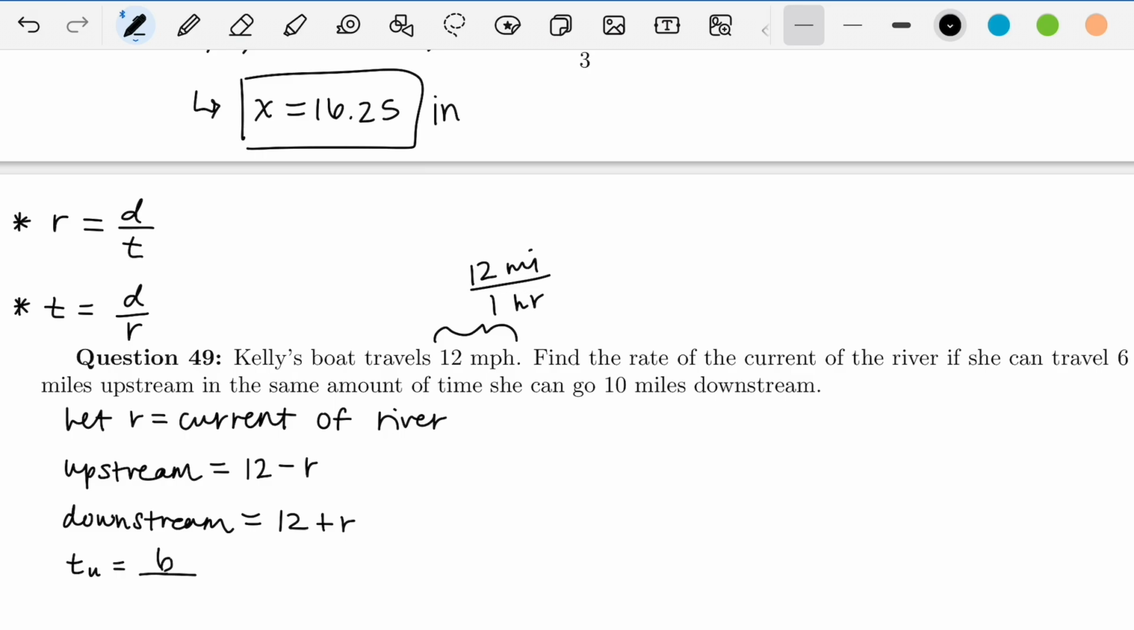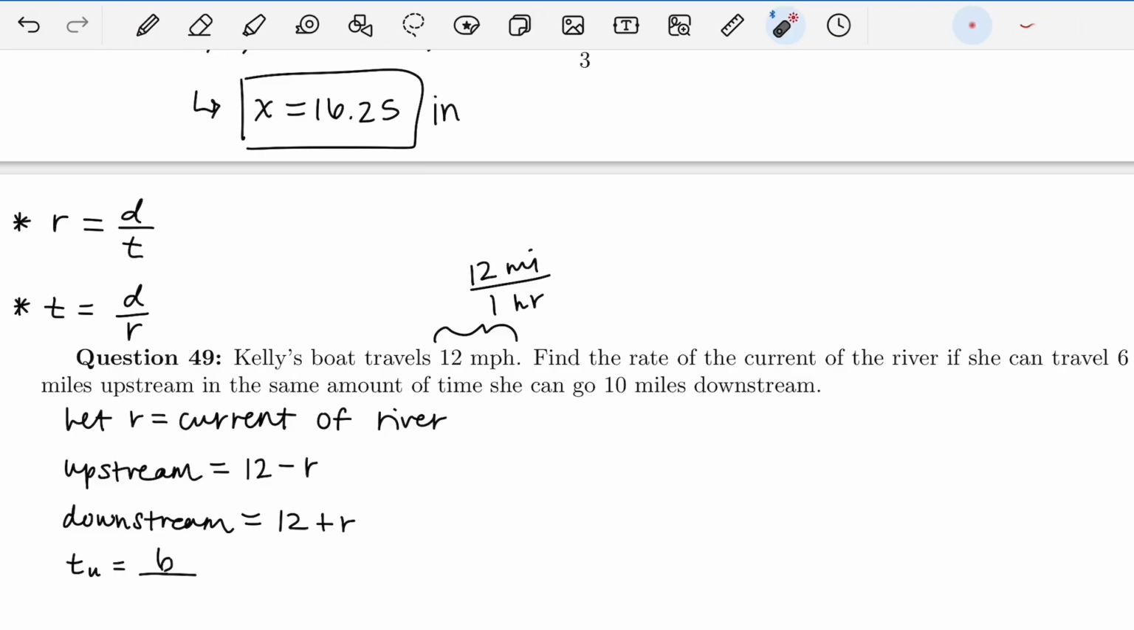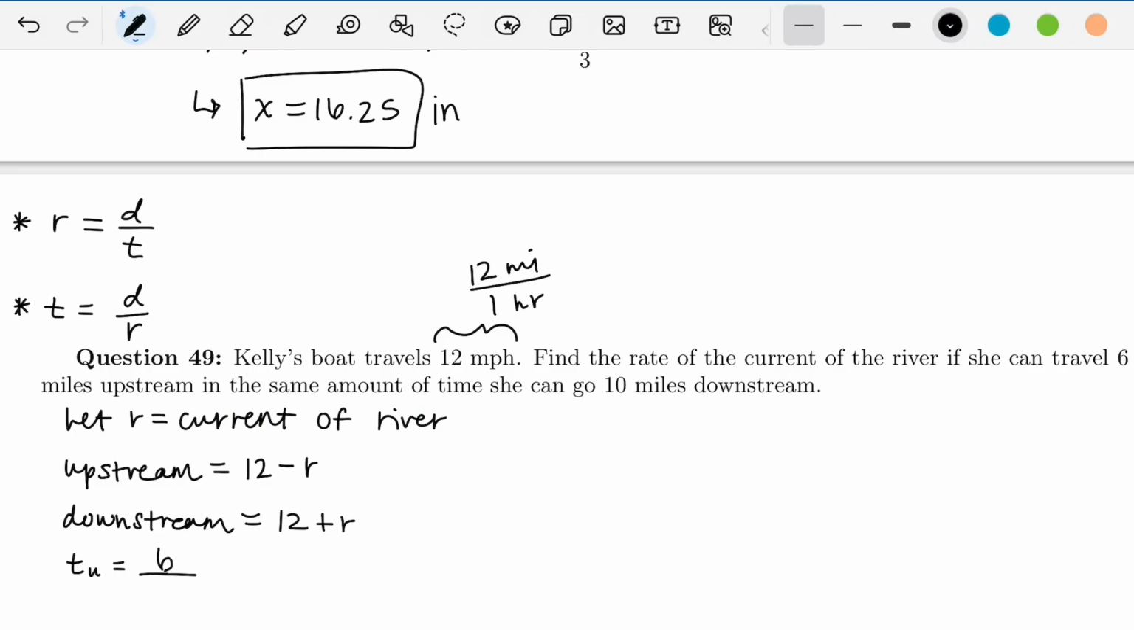And then the rate here when we're moving upstream, that's going to be this 12 minus R, because we're taking into account the current of the river. So 12 minus R. Similarly, the time that it's going to take to move downstream, I'm going to call TD, is going to be the distance that we're going downstream, so that'll be 10 miles from the original problem, over the rate that we're moving downstream. So that'll be 12 plus R in this case.